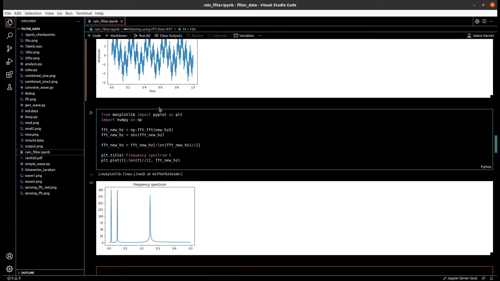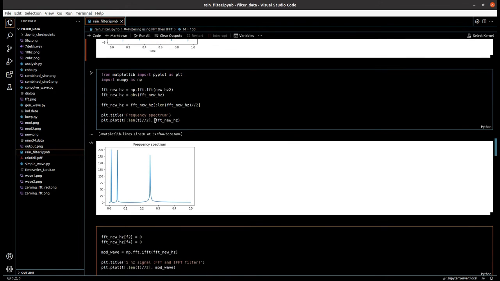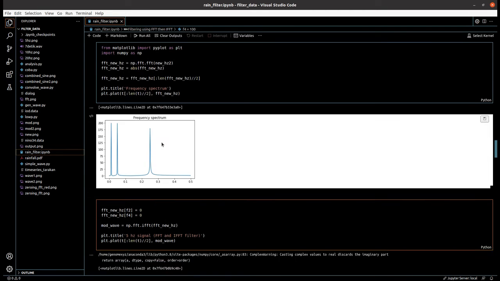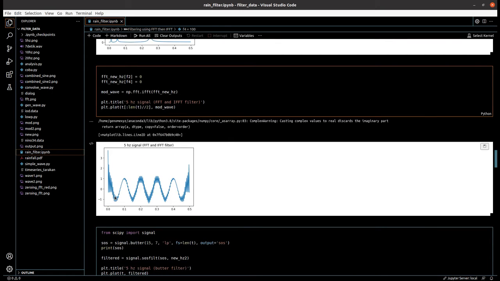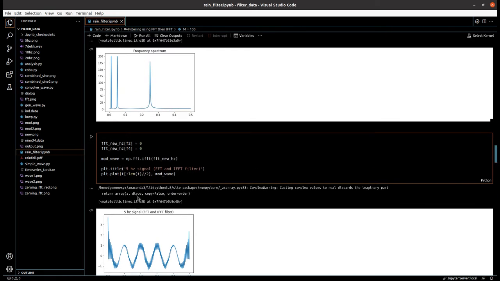If we apply FFT, you will get a frequency spectrum like this. This is the 100 Hertz, this is 20 Hertz, and this is 5 Hertz. So we will zero the 100 Hertz and 20 Hertz, and we will get something like this. This is strange because there is a high frequency beside the 5 Hertz.